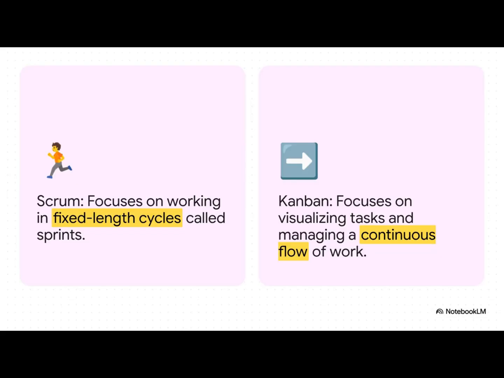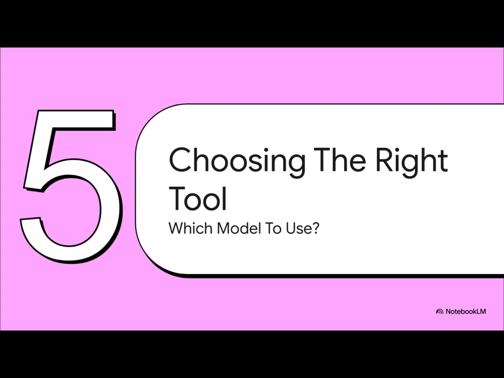Now, Agile is the philosophy, but teams need a practical way to actually do it. The two most popular frameworks are Scrum and Kanban. Scrum organizes work into those fixed-length sprints, creating a nice, steady rhythm. Kanban, on the other hand, is all about visualizing the work on a board and creating a continuous, smooth flow of tasks.